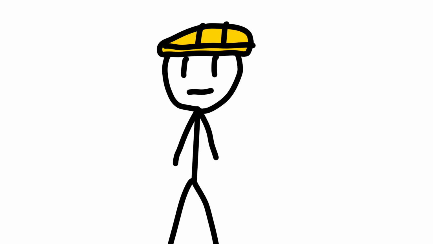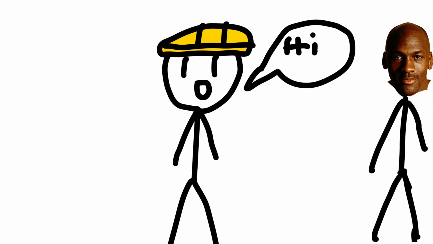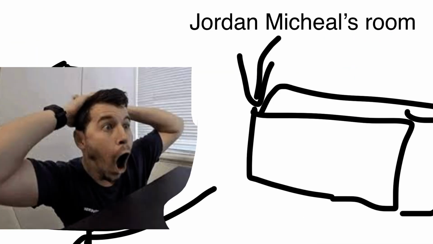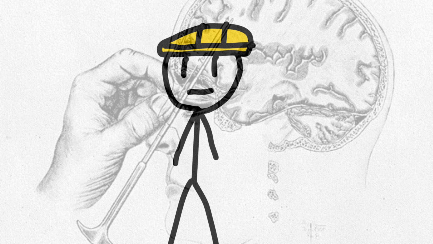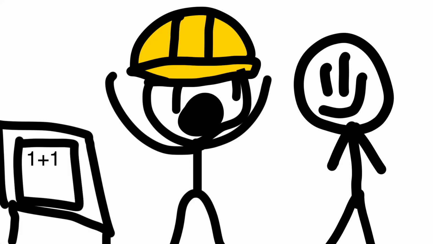This is Balin Johnson. He got contracted by Jordan Michael to put wallpaper in his room. Now, he's a contractor and he has to do a good job. But unfortunately, he got a lobotomy and he doesn't know how to do math anymore. So we have to help him.